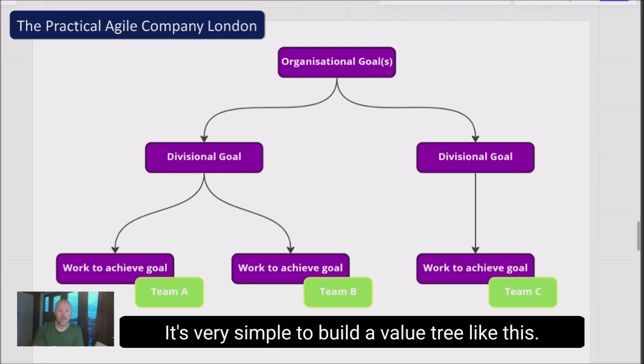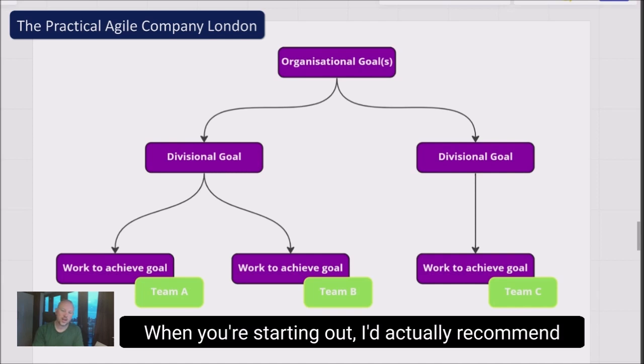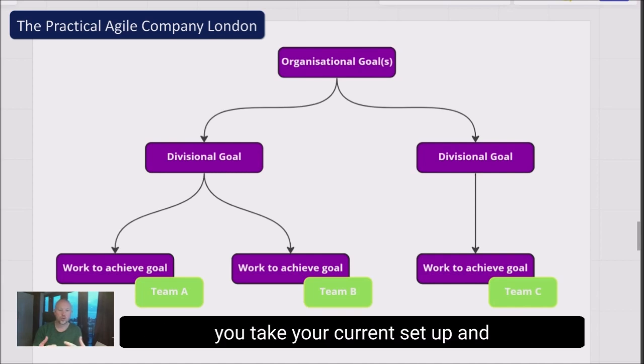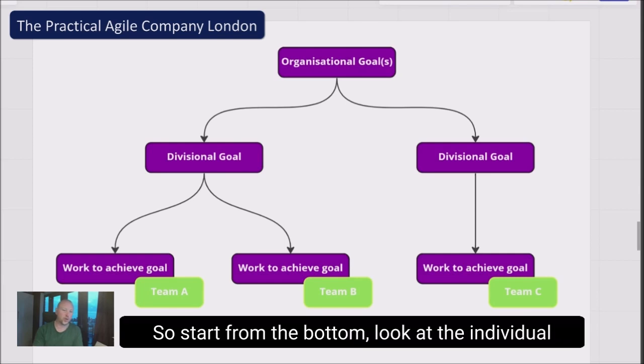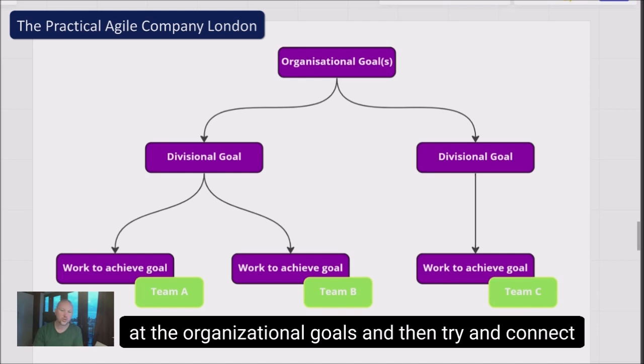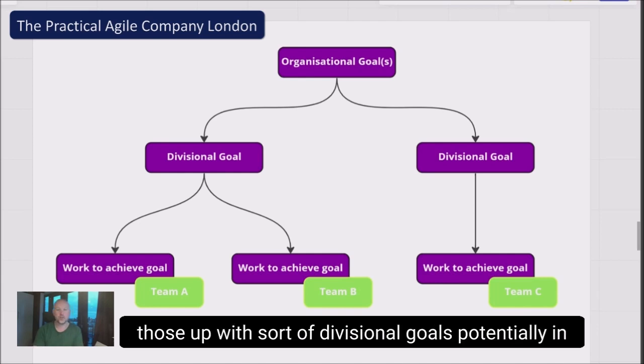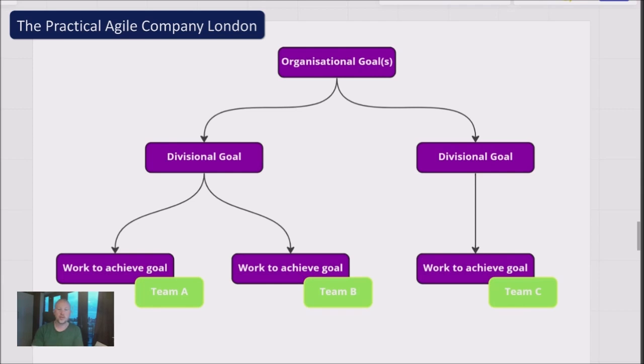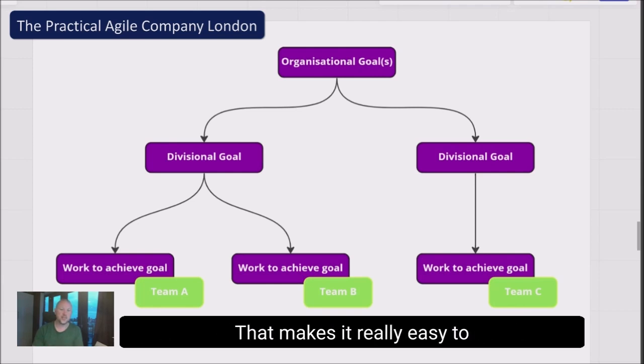It's very simple to build a value tree like this. When you're starting out, I'd actually recommend you take your current setup and try to describe it in this way. So start from the bottom, look at the individual pieces of work that you're currently working on, look at the organizational goals, and then try and connect those up with divisional goals potentially in the middle if you require them. That makes it really easy to see if you've got any gaps.